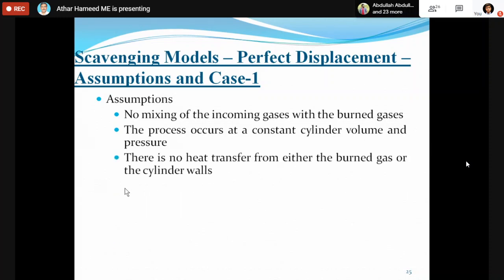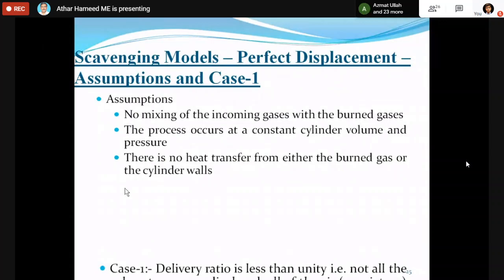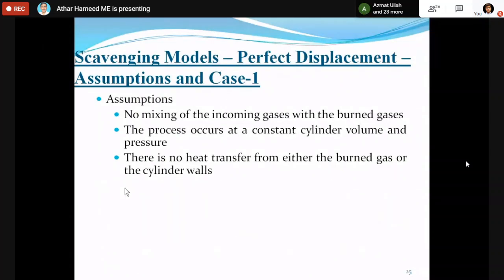And then there is no heat transfer from either the burnt gas or the cylinder wall. This is also an ideal case assumption. There will be no heat transfer. I will say one more thing here, that the ambient density remains constant. Whatever is getting inside, its density remains constant throughout. So this is also the ideal scenario.